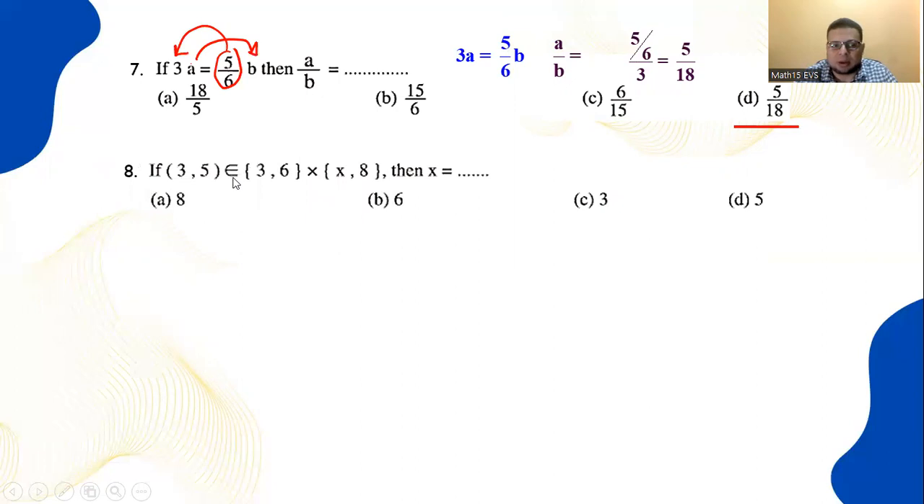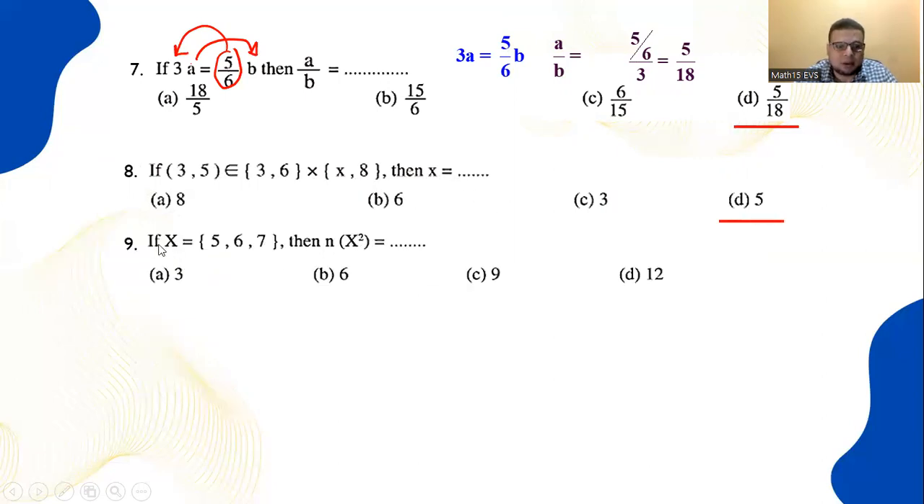Question number 8. The pair 3 and 5 belongs to the product between two sets. We fix x, then x equals 1. In 3 and 5, 3 is in the first set and 5 in the second set. But here, 8 and x, so x should be in the second set, x equals 5. If x equals 5, it's 7. Then the number of elements of x squared equals what? X squared will distribute x by itself: 5 and 5, 5 and 6, 5 and 7.